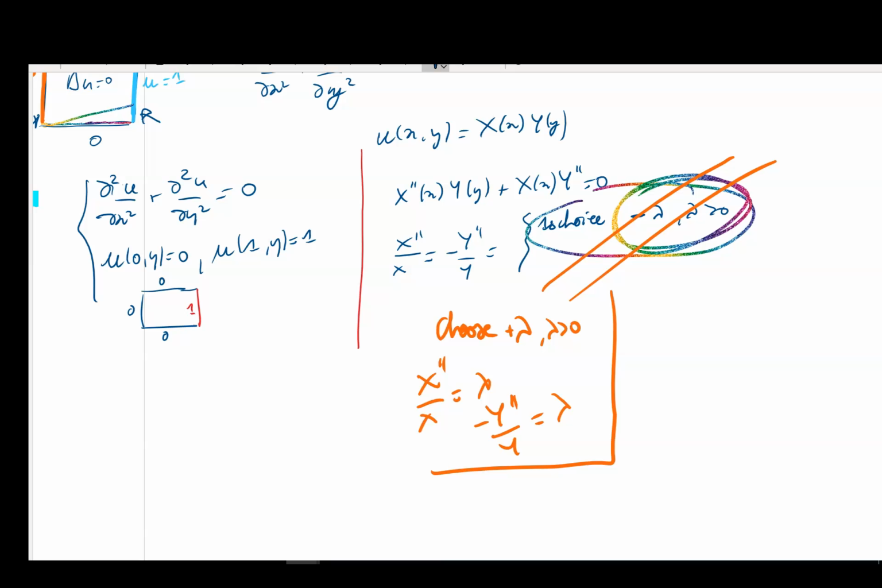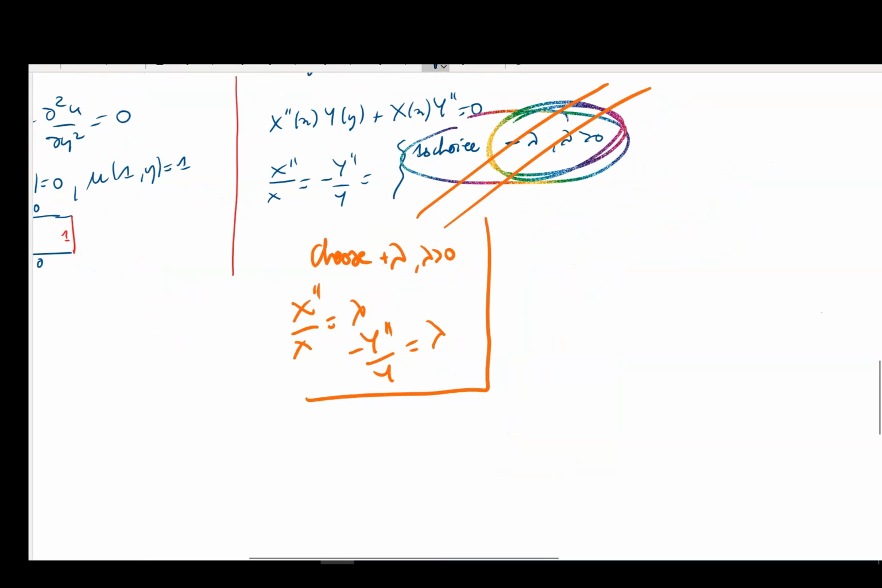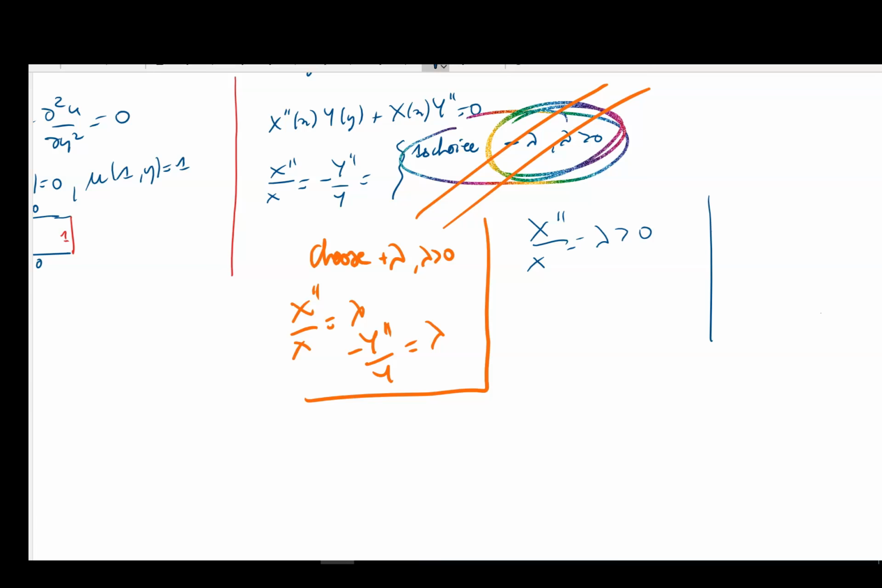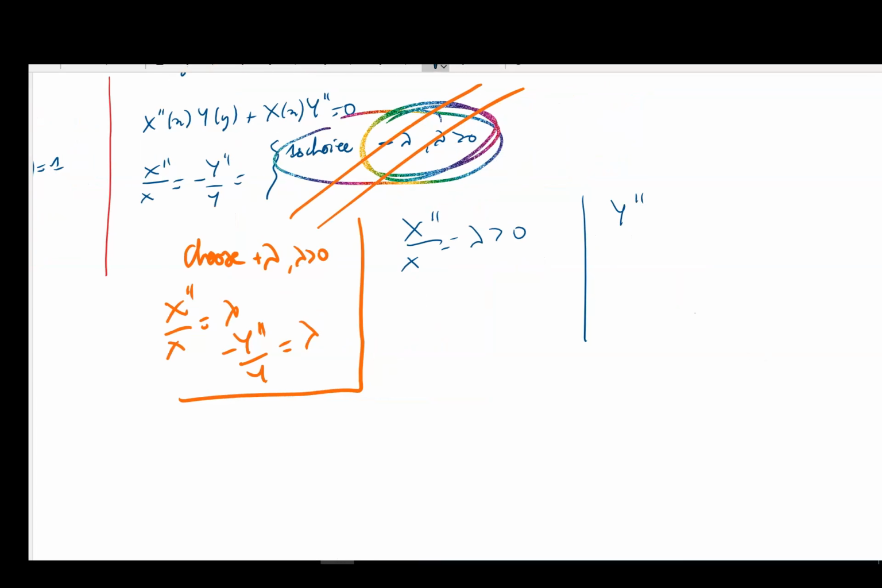Okay, so now let's do the correct choice. So what do we get? We get two equations: x second over x is equal to lambda, which is positive. And on the other side, we get y second over y equals negative lambda, which is negative, and lambda is positive.